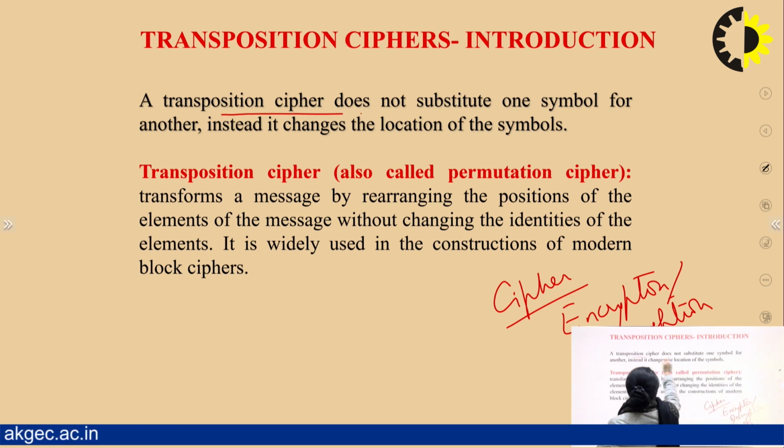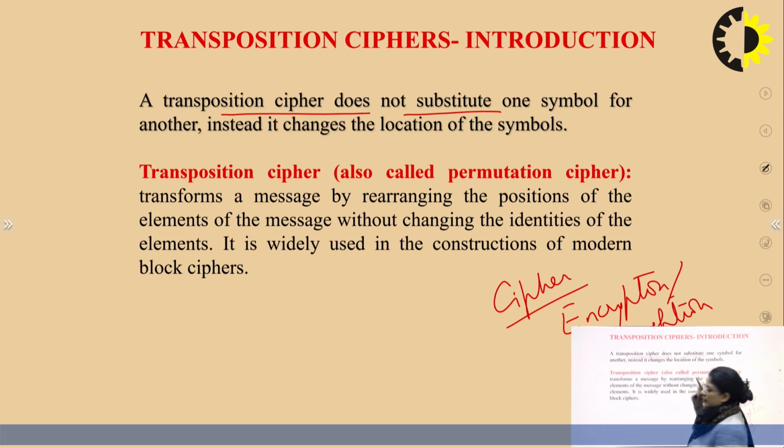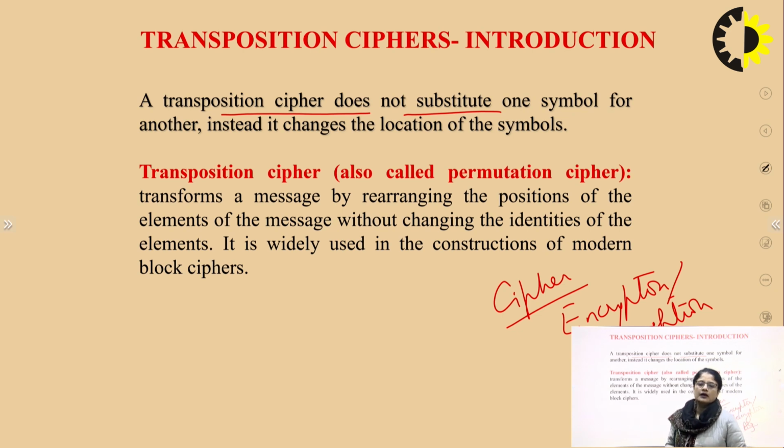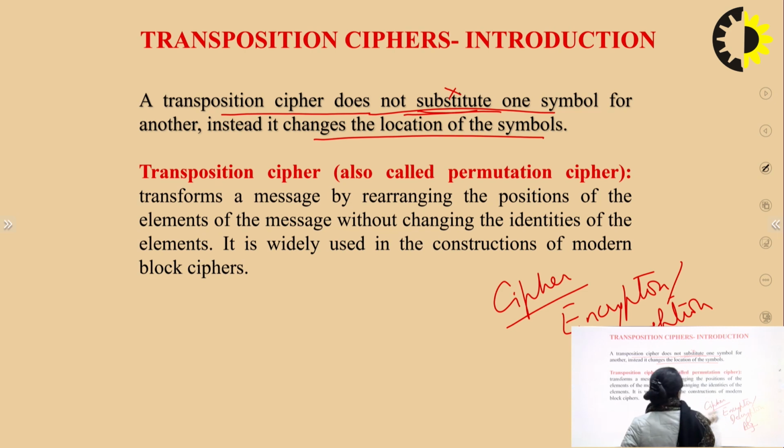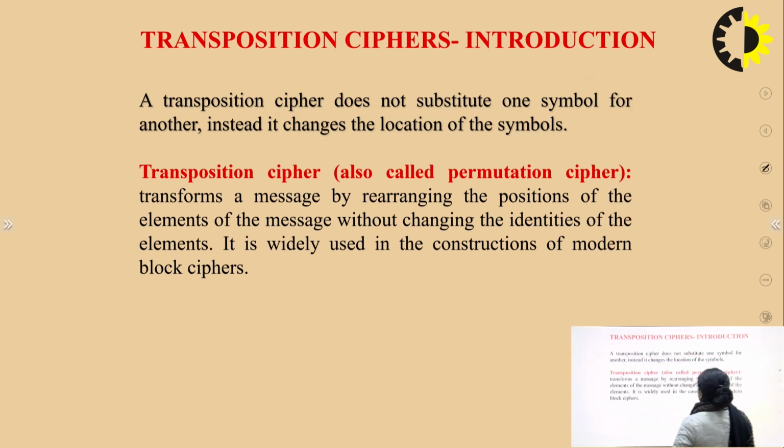In transposition cipher, we are trying to convert from plain text to ciphertext. As we do this conversion, transposition cipher does not do any substitution on the letters of the plain text. What it does is just change the location of the symbols in the plain text. So we can say that the transposition cipher transforms a message by rearranging the position of the elements of the message.